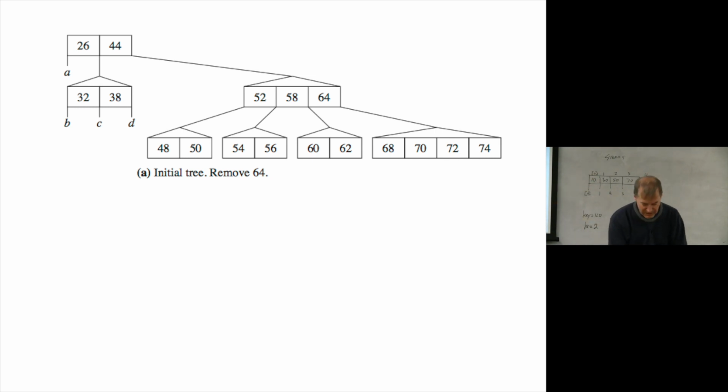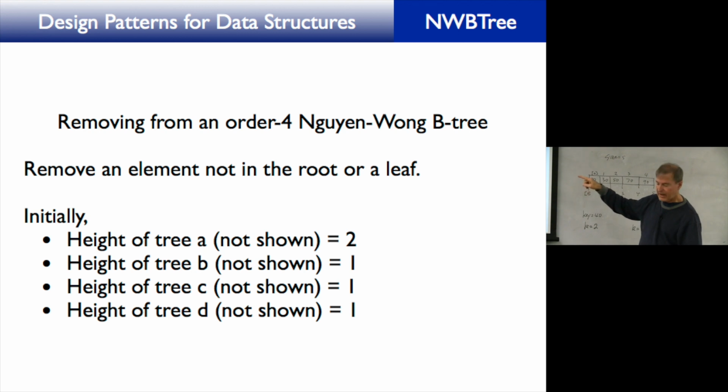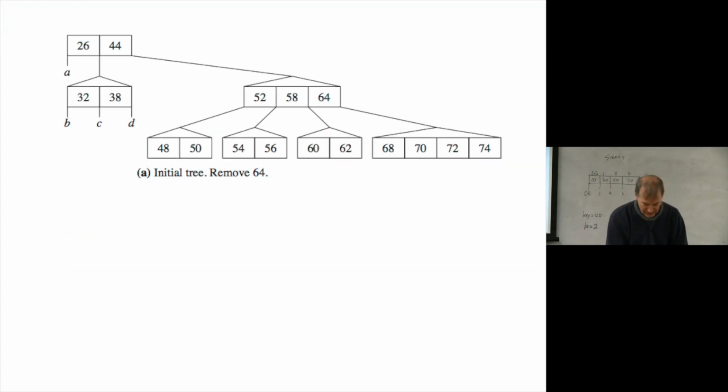So does everybody see that the height of tree A, not shown, is 2, the height of tree B, not shown, is 1, C is 1, D is 1. So you understand that those actually go down. I just don't want to have to write all that stuff on the figure.